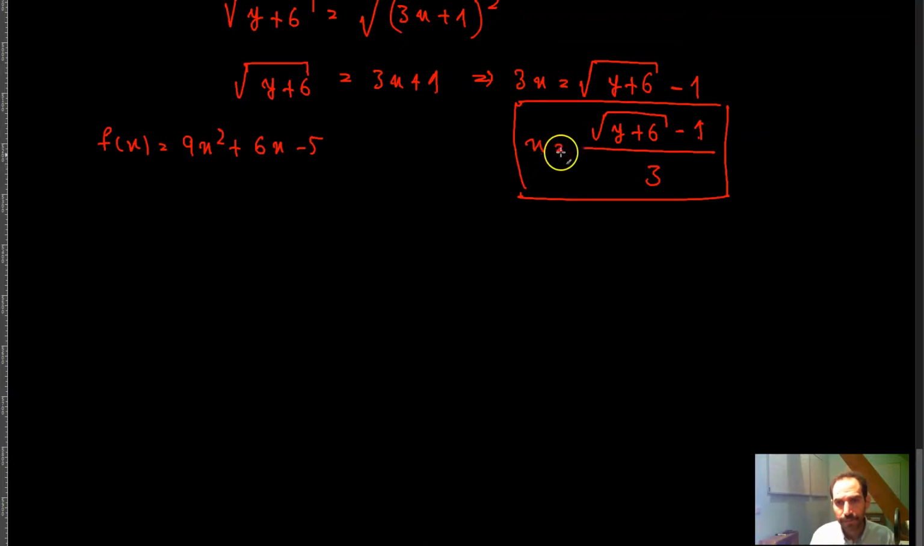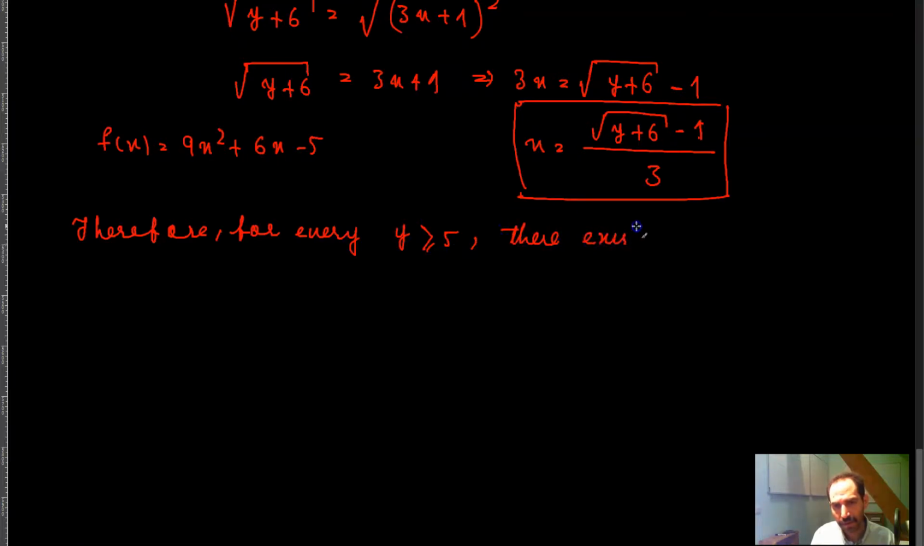And so you can say that therefore, for every y greater than or equal to negative 5, there exists an x such that f of x is equal to y.